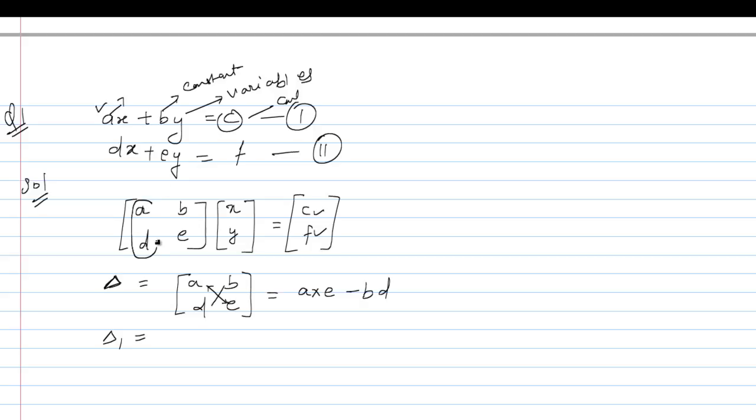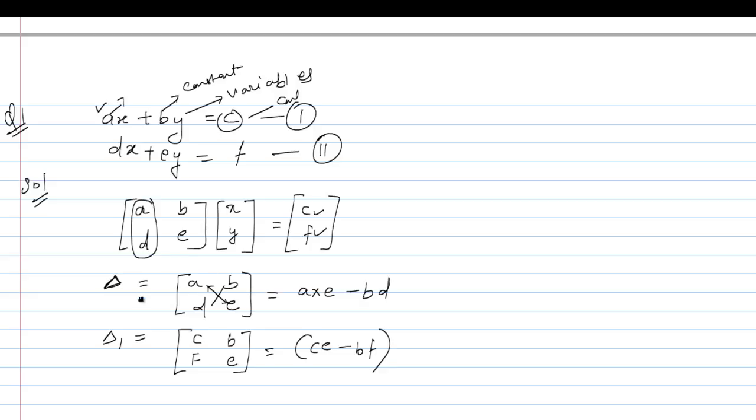So how can we change this determinant? I have this c and f. We place them in the place of a and d, and b and e stay in the same position. So how can we find that? This is ce minus bf. This is my delta 1.